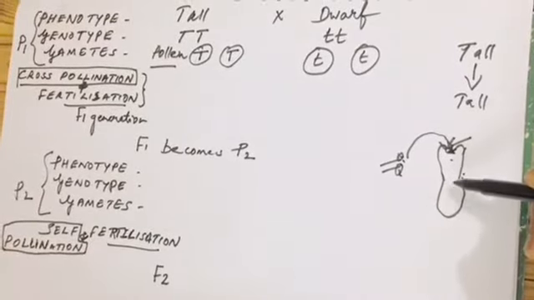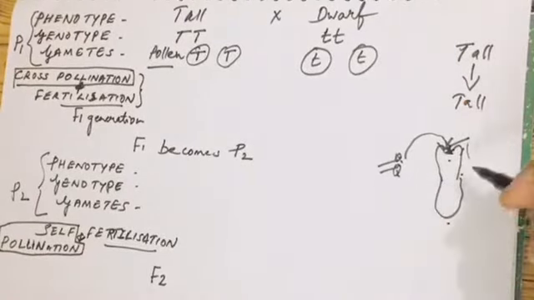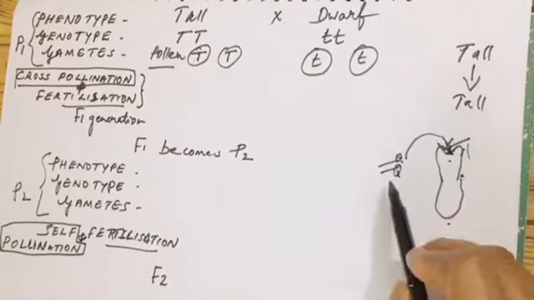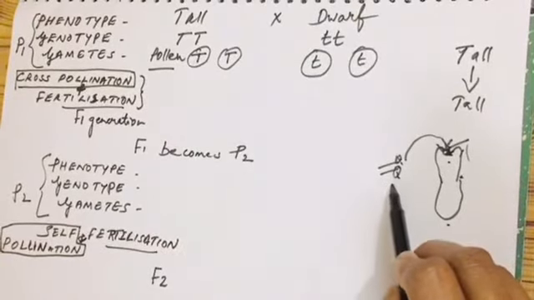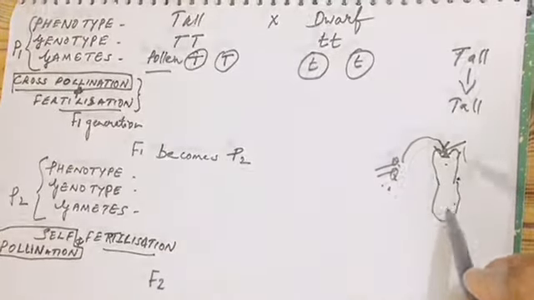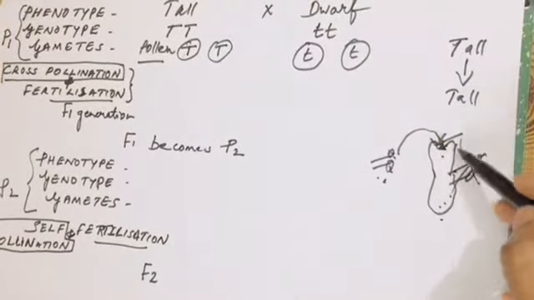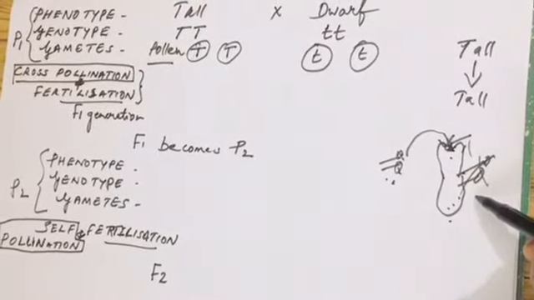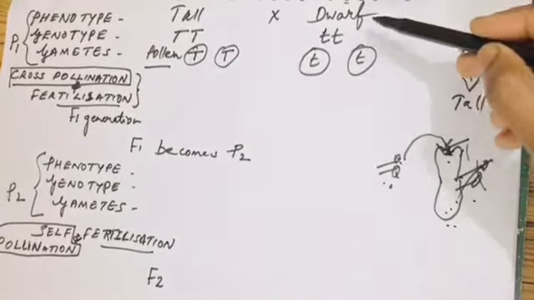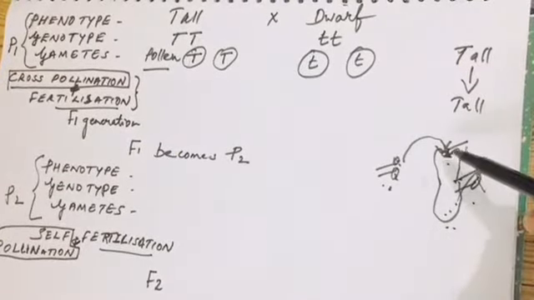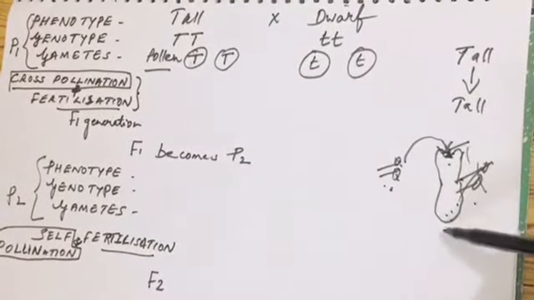For that, what he did: the pea plant's flower is bisexual. The same pea flower has stamens and a carpel, isn't it? Mendel removed all the stamens of the dwarf pea plant's flowers. So what is left over? Only the carpel is left over, isn't it?